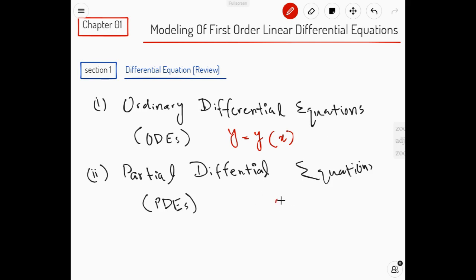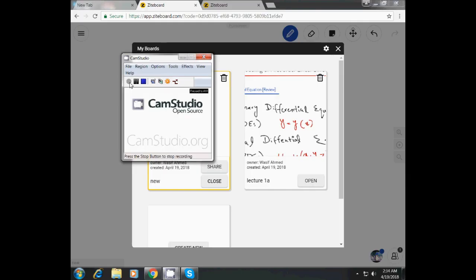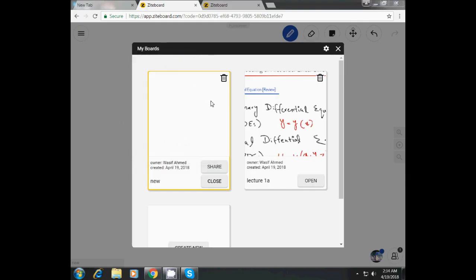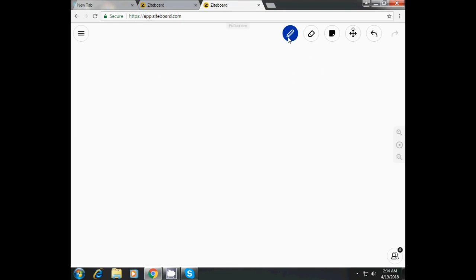Similarly, if we choose x, y and z, three independent variables, then the unknown function for the case of a partial differential equation is u, and u is the function of three independent variables. And the derivatives that will be involved in a partial differential equation are the partial derivatives. For now I will give you some examples of ordinary differential equations and partial differential equations.